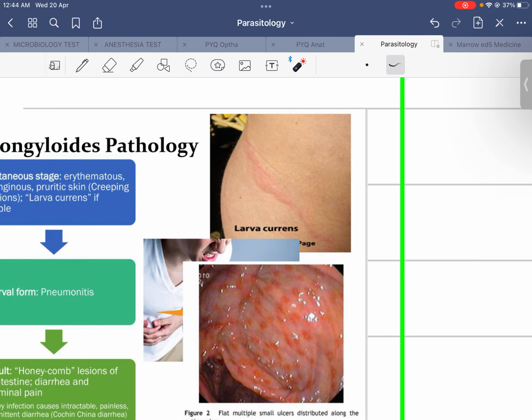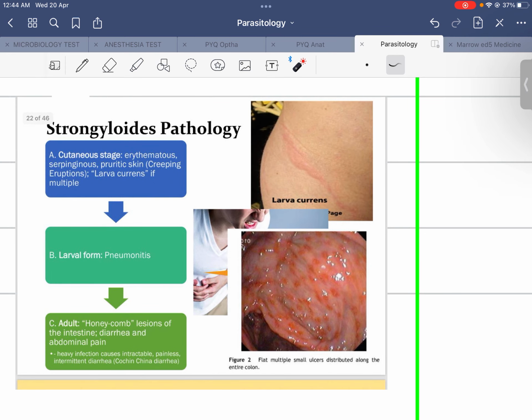Now you can see the larva under the skin, and this larva moves fast. Okay, that's why it's called larva currens.